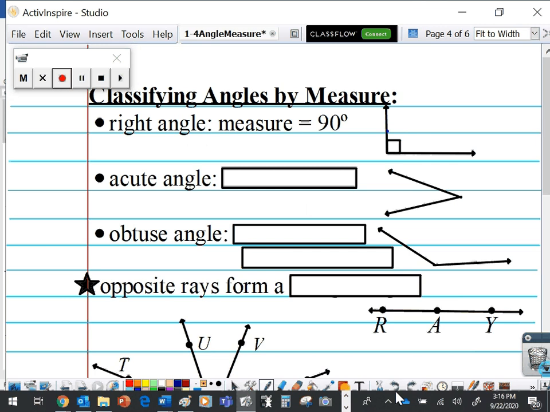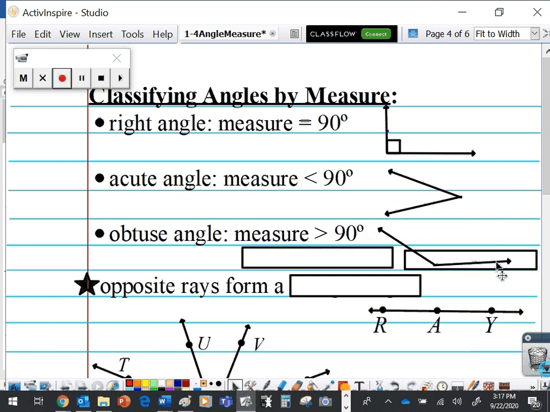Now, the next two are acute angles and obtuse angles. And both of those are based on that right angle measuring 90 degrees. This angle is an acute angle. It measures less than 90 degrees. So anything less than 90 degrees is going to be an acute angle. Then we have an obtuse angle. Now, an obtuse angle measures greater than 90 degrees. So this third angle that we see would be greater than 90 degrees.